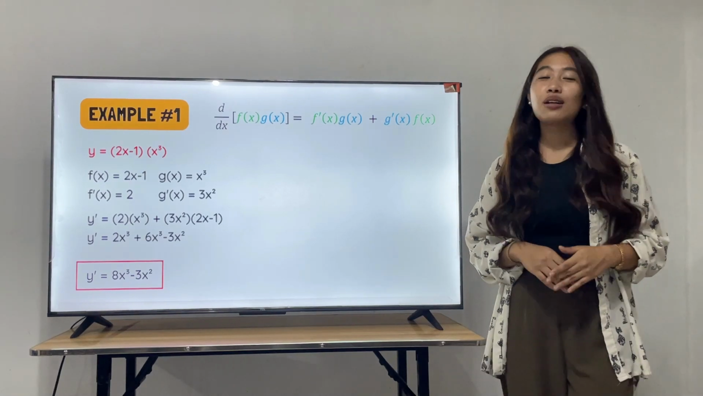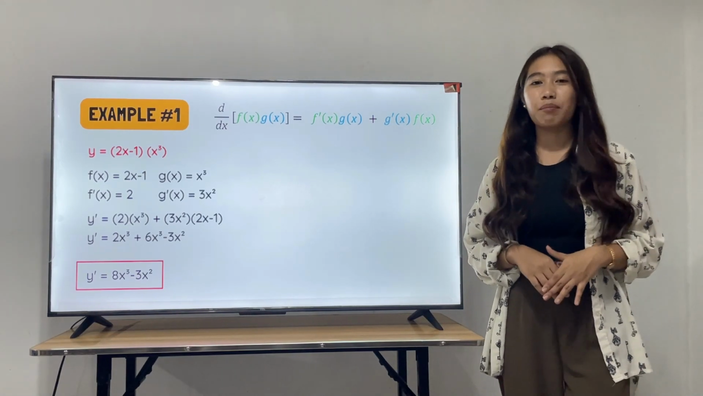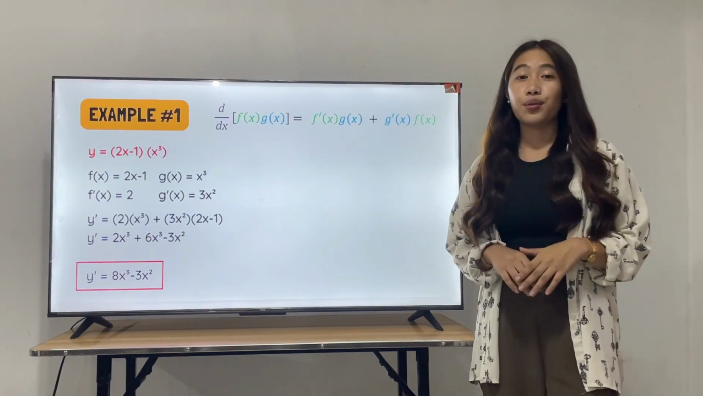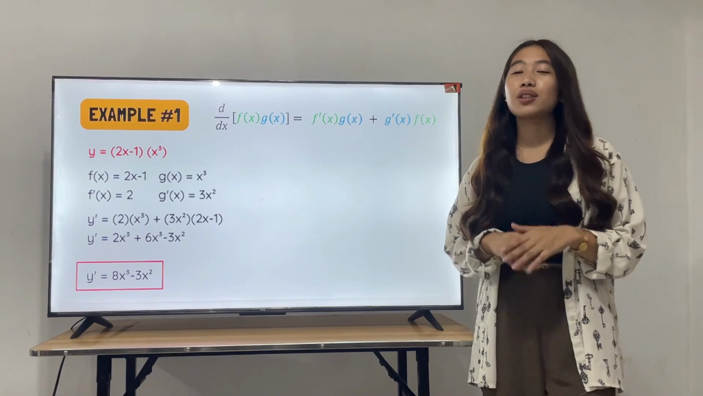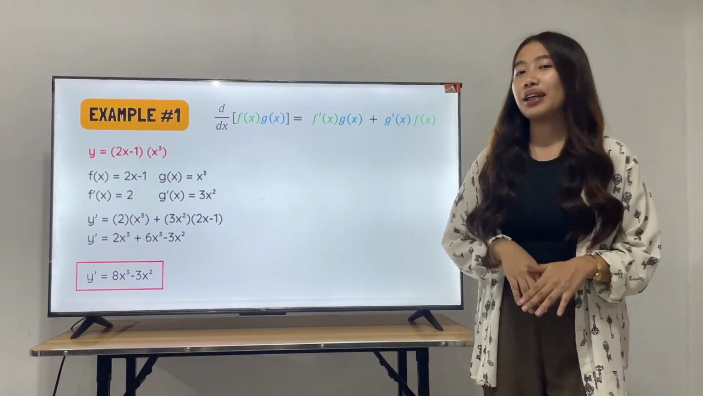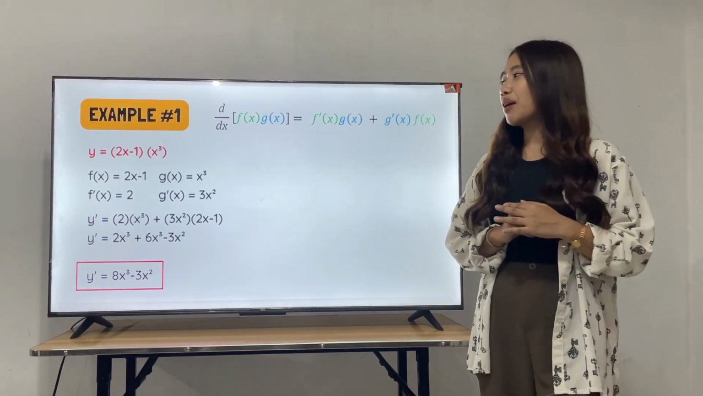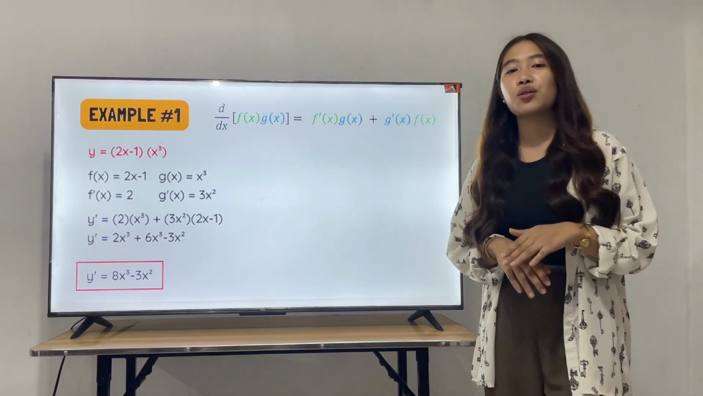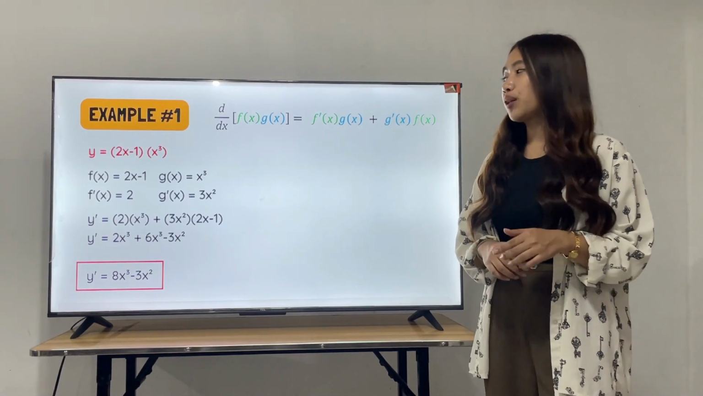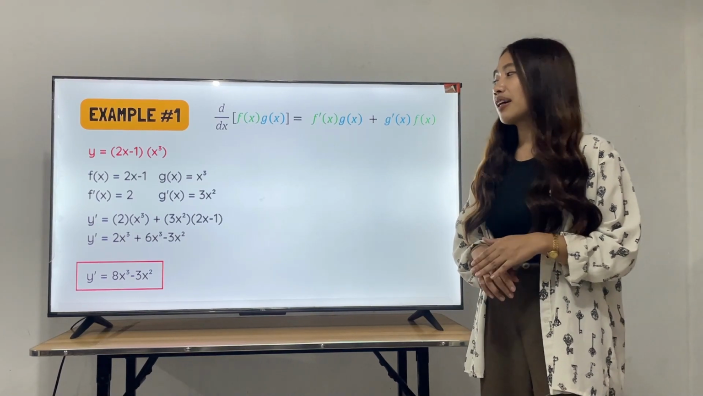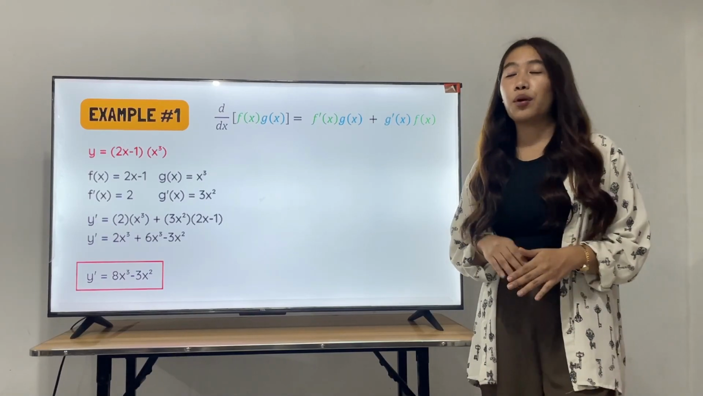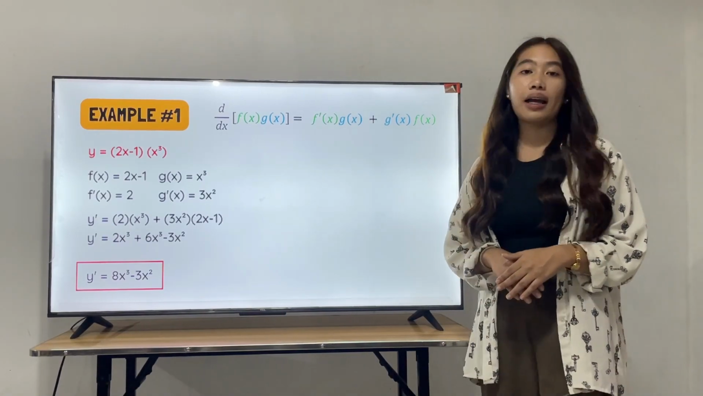In our first example, we see that there are two terms combined by multiplication, so we are going to use the product rule. The first step in solving this problem is to get the derivative of f of x and g of x. As we can see on the screen, f of x is equal to 2x minus 1 and g of x is equal to x cubed. The derivative of f of x, 2x minus 1, is f prime of x equals 2. And g of x is x cubed, so its derivative is 3x squared.